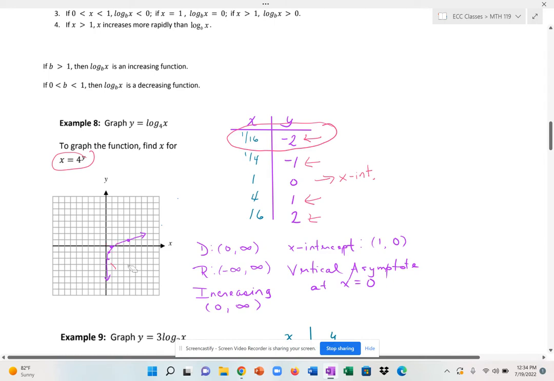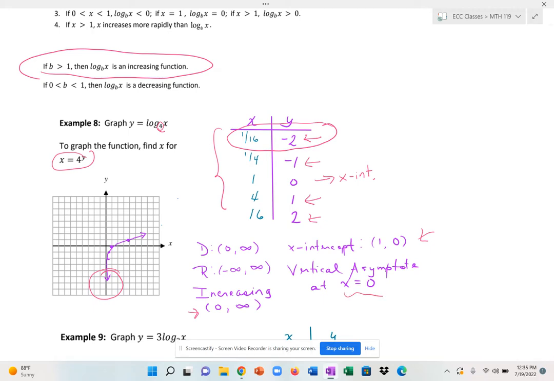So you can see that your graph is increasing from left to right because my base was greater than 1. The domain is all positive numbers. You can see all of my x's are positive. My range is all real numbers. It's increasing over the domain. The x-intercept is at 1, 0, and I have a vertical asymptote right here on the negative y-axis, which is the line x equal to 0.